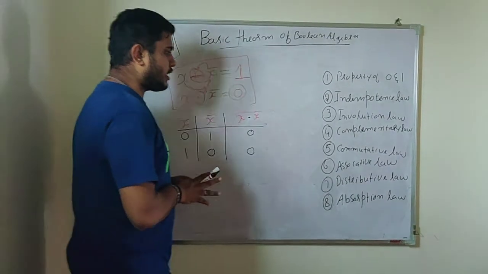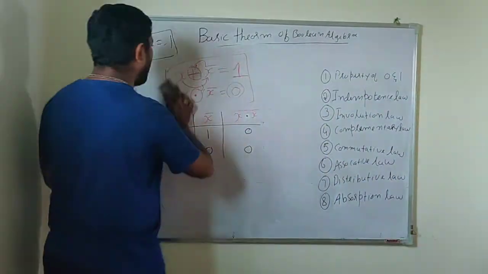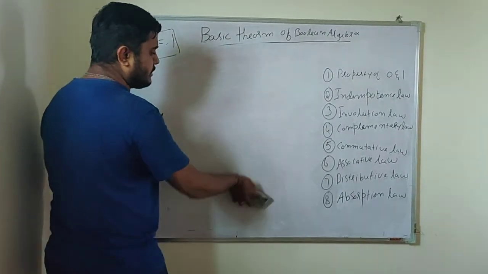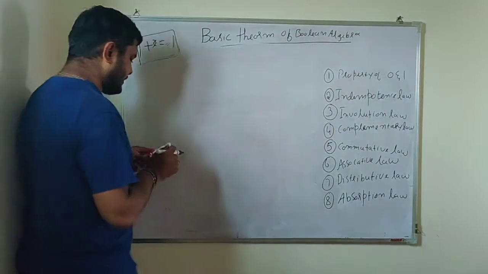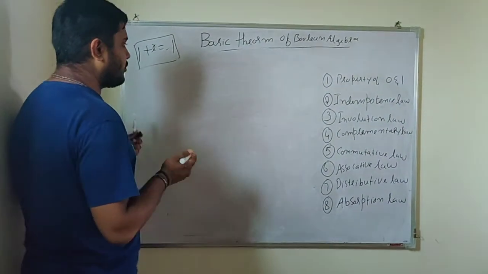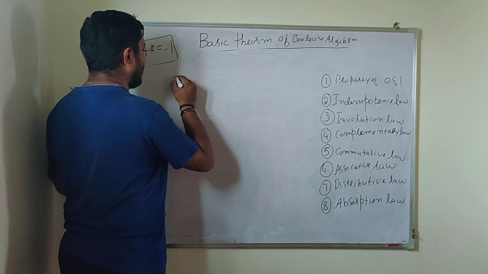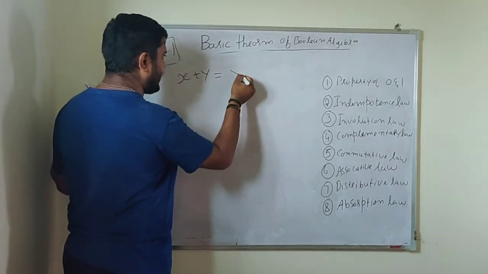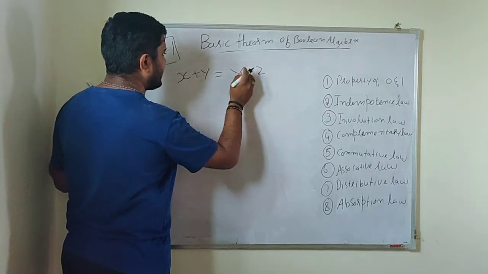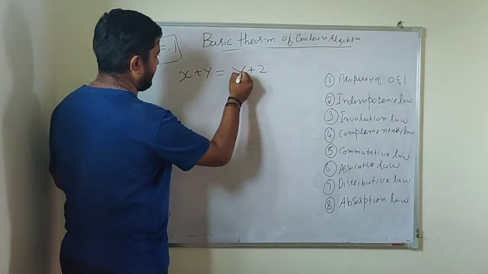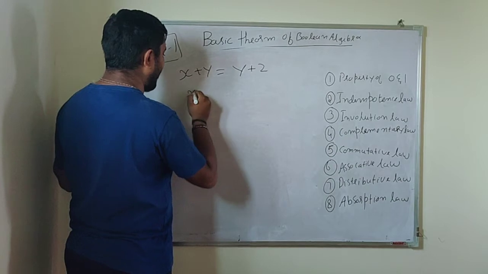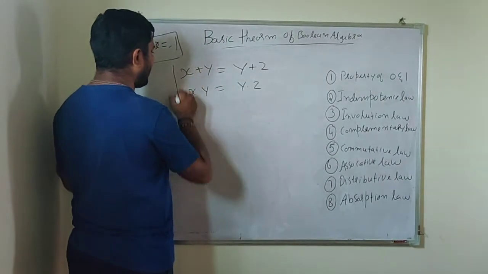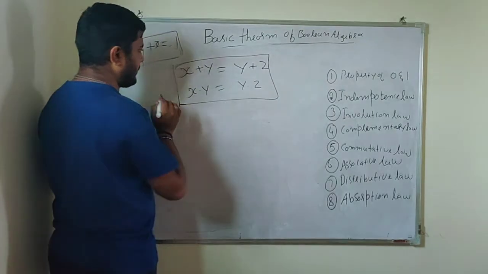Now let us see the commutative law. Everyone knows the commutative law. It is used in a mathematical format in a set or algebraic representation. So what does it say? It says I have two variables, x plus y. If I switch the variables into y plus x, I will get the same result. Or I may say x into y is equal to y into x. So this is the commutative law. So how do you prove this commutative law?